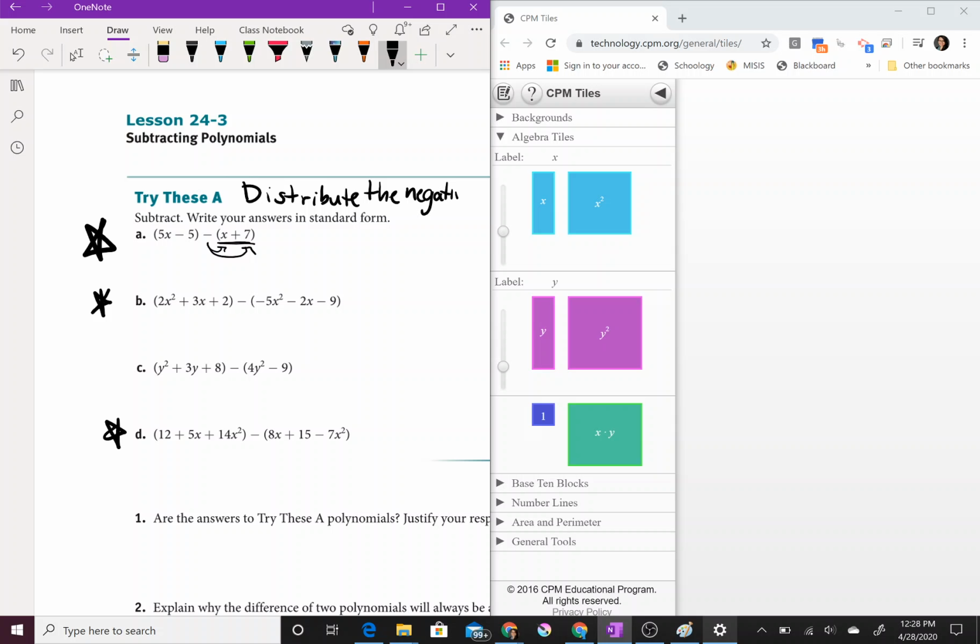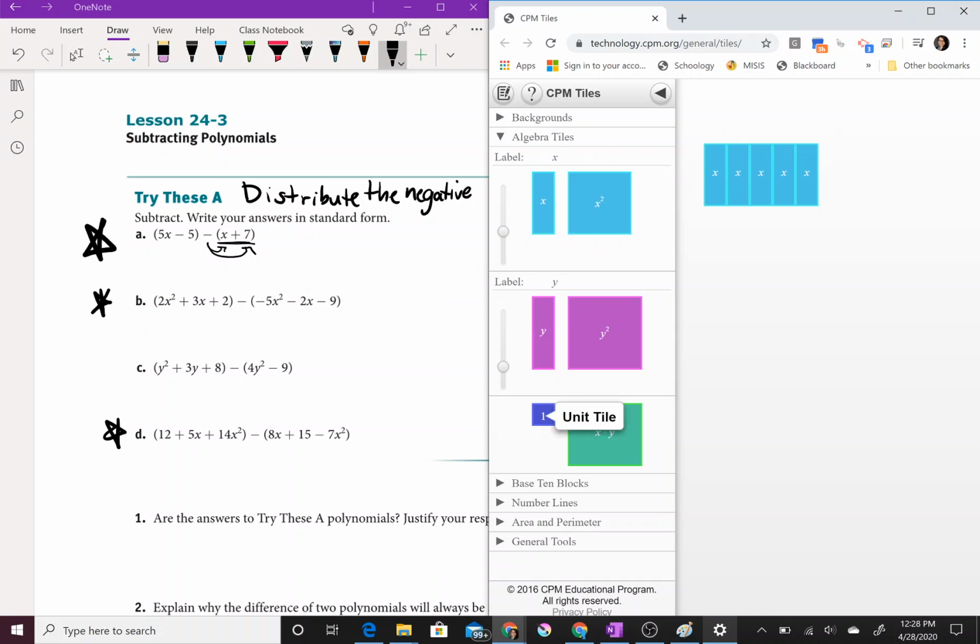Okay, so how can you see this with algebra tiles, and how can you see it just algebraically? I'll show how that looks with algebra tiles. You have x squared, 5x, and then minus 5. So then I'll have these as negative unit tiles. Okay, and then I have x plus 7, so I have x, and then I should have 7 unit tiles here.